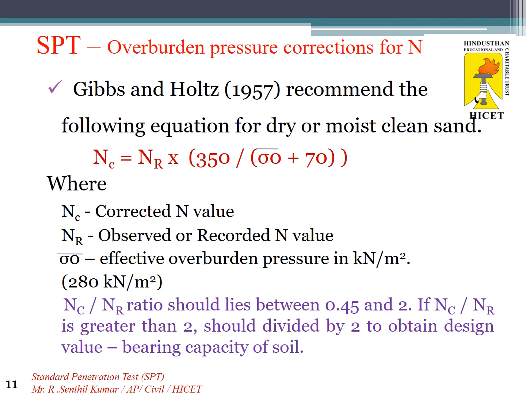The NC by NR ratio should lie between 0.45 and 2. If NC by NR is greater than 2, it should be divided by 2 to obtain the design value, and then get the bearing capacity of the soil.